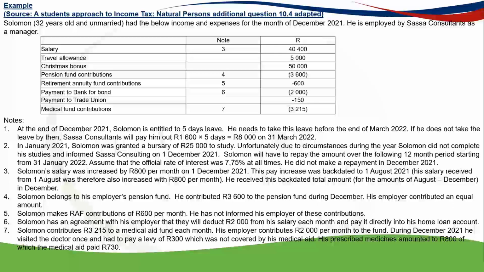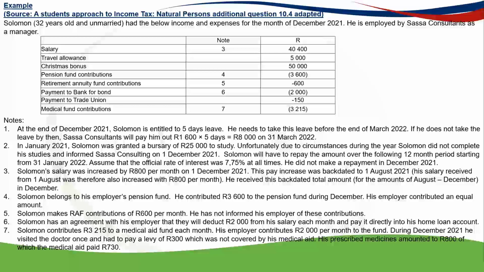And then when we go back to our information, we have travel allowance of 5,000. We have a Christmas bonus of 50,000. We have pension contributions of 3,600, and with that we have note 4. If we go to note 4, it says that Solomon belongs to his employer's pension fund. He contributed 3,600 to the pension fund during December, and his employer contributed an equal amount.